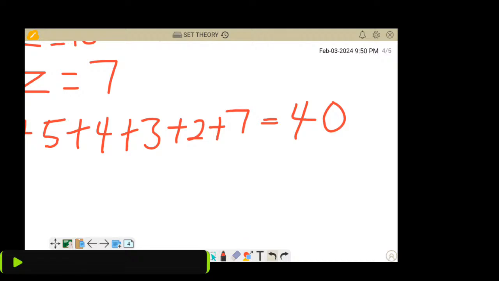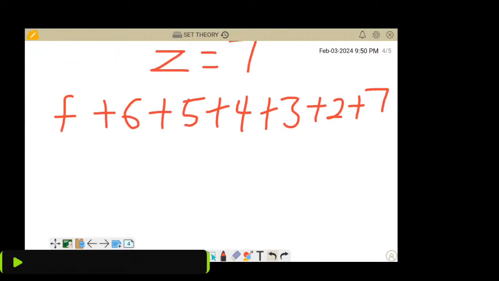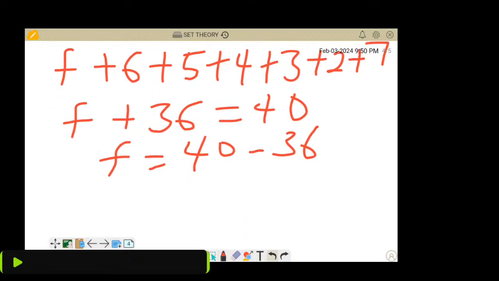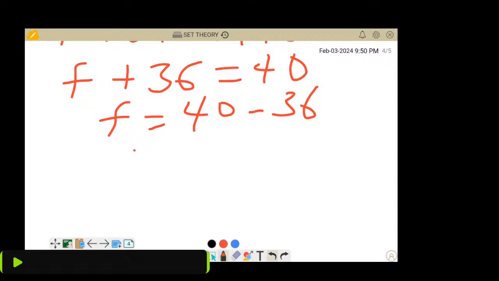With this information, we can say our F plus 36 equal to 40. So F will be equal to 40 minus 36. And with this information, we can see the number that failed all the 3 subjects will be 4. The number that failed all the 3 subjects is equal to 4. That is A part of our question.